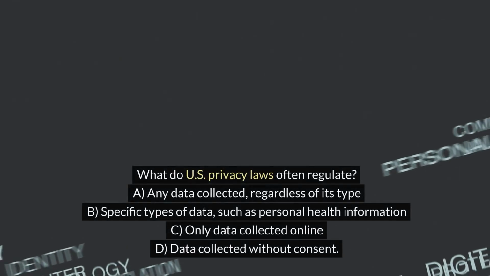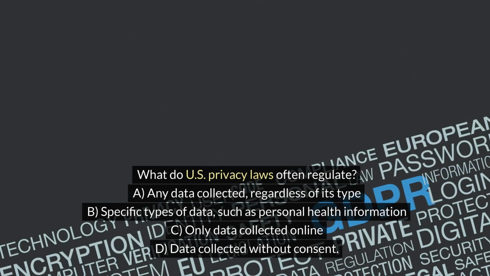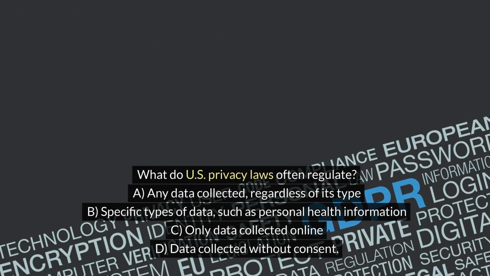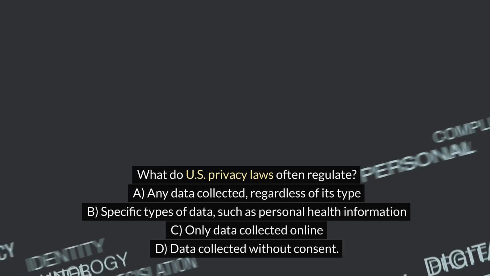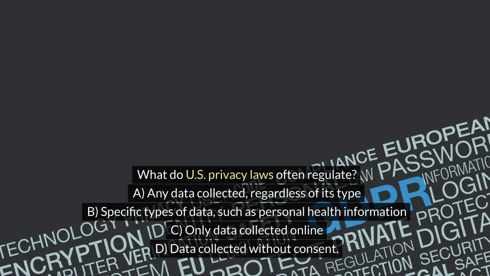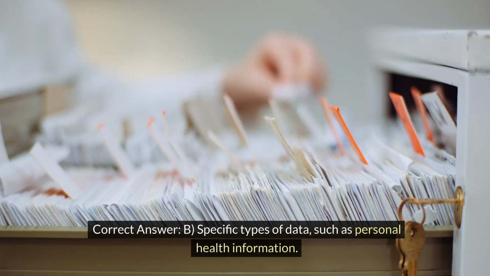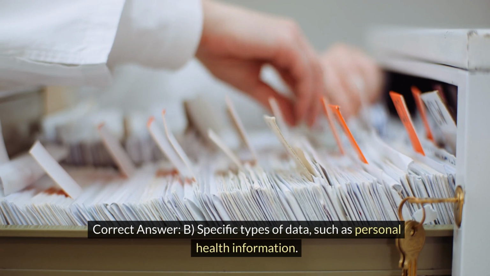What do U.S. privacy laws often regulate? A. Any data collected, regardless of its type. B. Specific types of data, such as personal health information. C. Only data collected online. D. Data collected without consent. Correct answer: B. Specific types of data, such as personal health information.